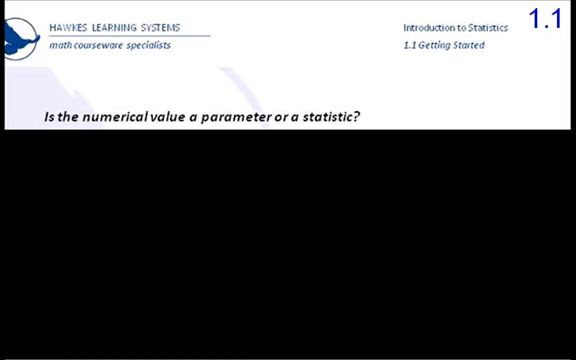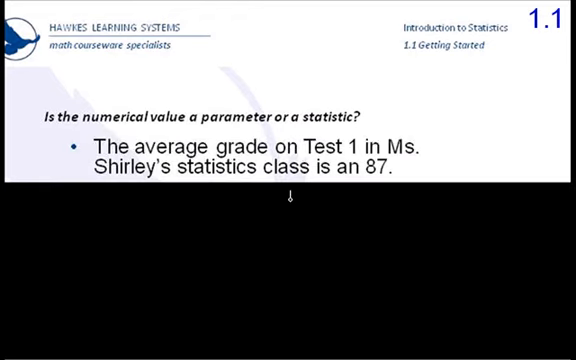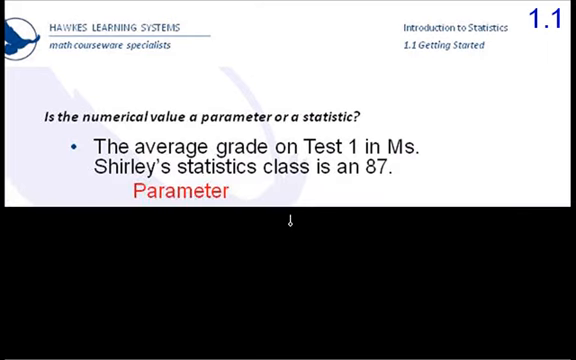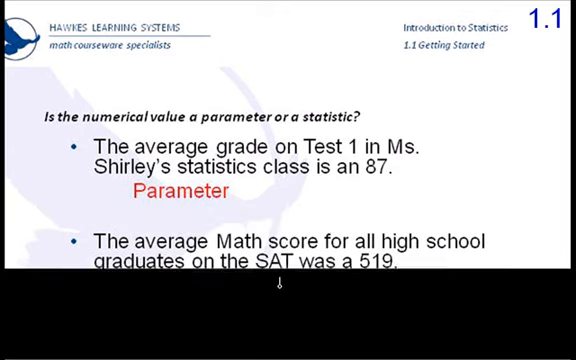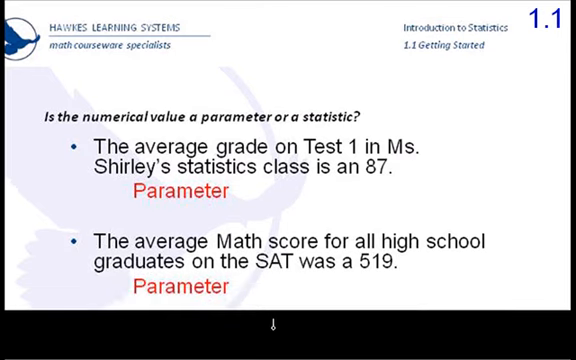Now I want you to try some. Is the numerical value in each scenario below a parameter or a statistic? The average grade on Test 1 in Miss Shirley's statistics class is an 87. Let's assume this is everyone in her class. It would be a parameter. The average math score for all high school graduates on the SAT was a 519. Again, all, a parameter.